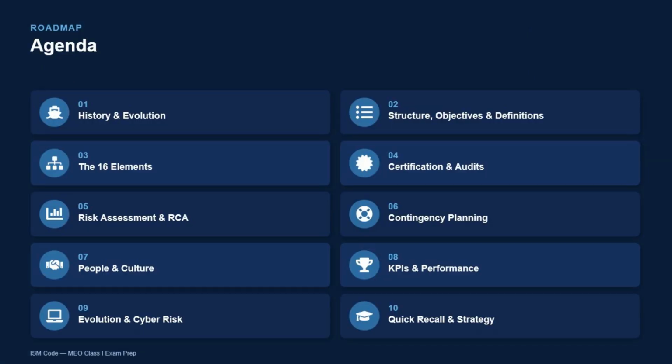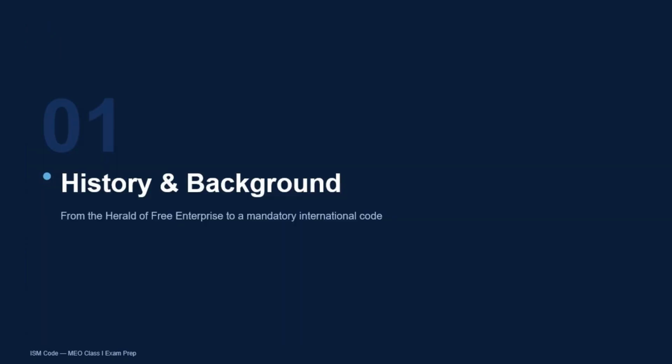Slide 2. Roadmap. Before we begin, let us look at the roadmap of this lecture. We will start with the history and evolution of the ISM Code, then understand its structure, objectives, and definitions. After that, we will study the 16 elements of the code, certification and audits, risk assessment, root cause analysis, contingency planning, people and safety culture, key performance indicators, cyber risk management, and finally, some important points for examination preparation.